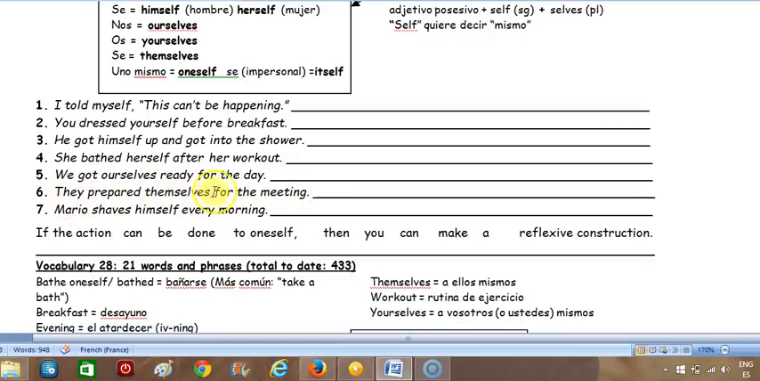They prepared themselves for the meeting. Number 7, Mario shaves himself every morning. Shaves. Mario shaves himself every morning. Okay, so if the action can be done to oneself, then you can make it a reflexive construction.